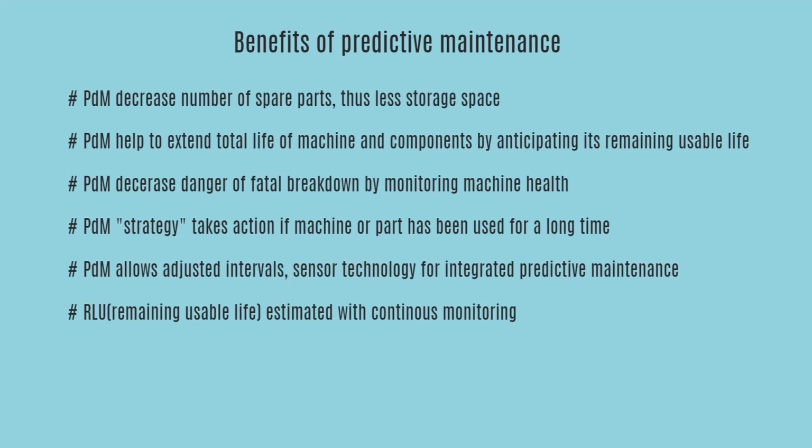Secondly, some believe that predictive maintenance might actually help to extend the total life of machines and its components. Because predictive maintenance monitors a machine's health and anticipates its remaining usable life, it decreases the danger of a fatal breakdown, which might shorten the machine's lifespan even with thorough corrective maintenance.